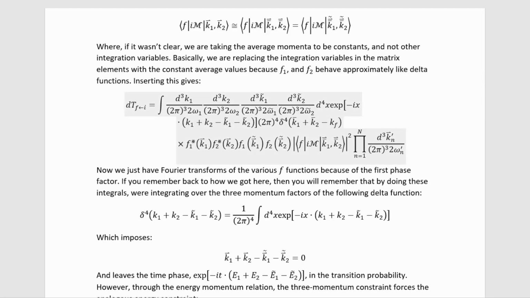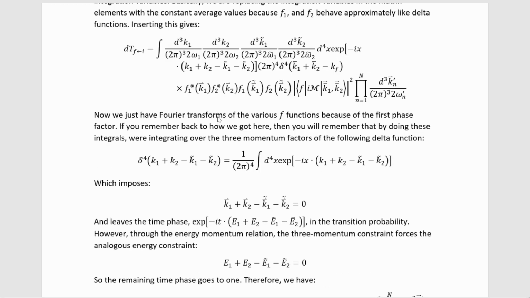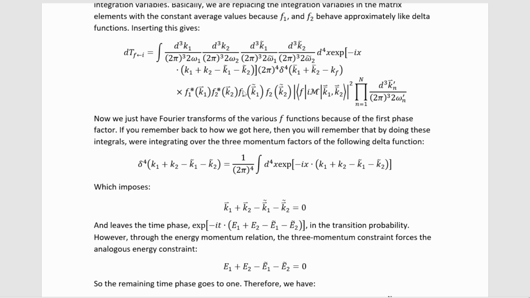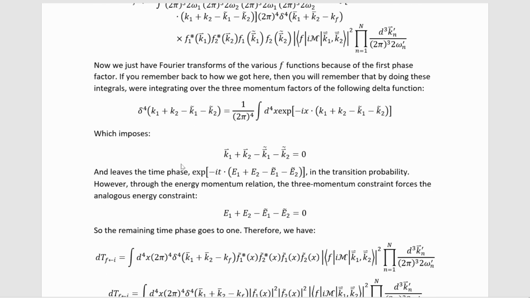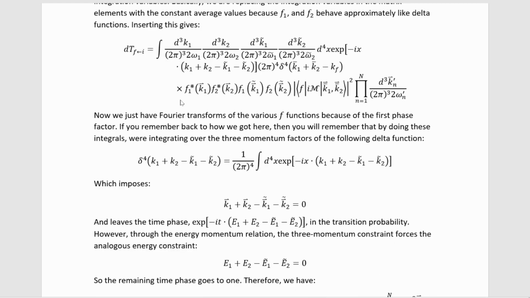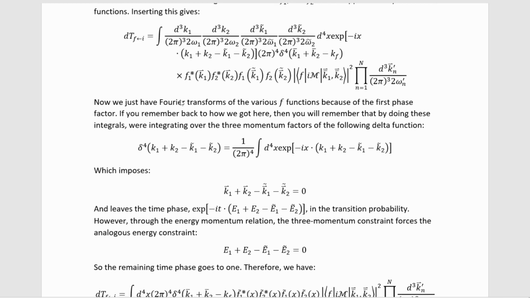Similar logic allows us to replace the variables in this delta function with their averages. Now we're finally just left with Fourier transforms of the f functions because of this phase factor here. If you remember back to how we got here by inserting this delta function formula, the delta functions ultimately got there from momentum conservation and transitioning to writing things in terms of the Feynman amplitude. So we're integrating over a delta function, and that's imposing momentum conservation, this relation, but it leaves behind this energy time factor, because we're integrating only over the three momentum variables and not the energy variables.